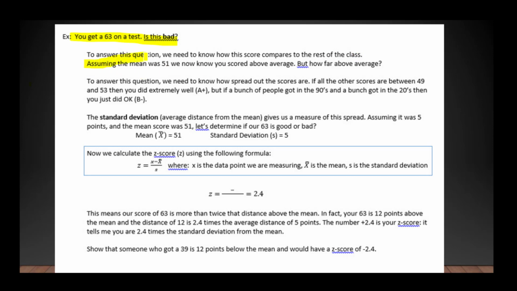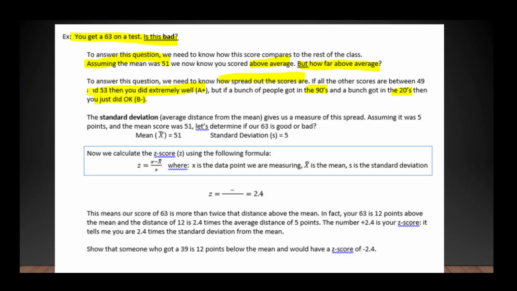Assuming the mean was 51, we now know that you scored above average. But the question is, how far above average? To answer this question, you need to know how spread out the scores are. If all the other scores are between 49 and 53, you did really well. But if a bunch of people got in the 90s and a bunch of people got in the 20s, well, then you kind of did okay, didn't you?